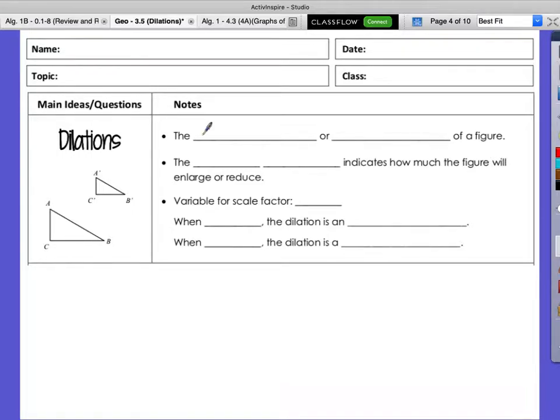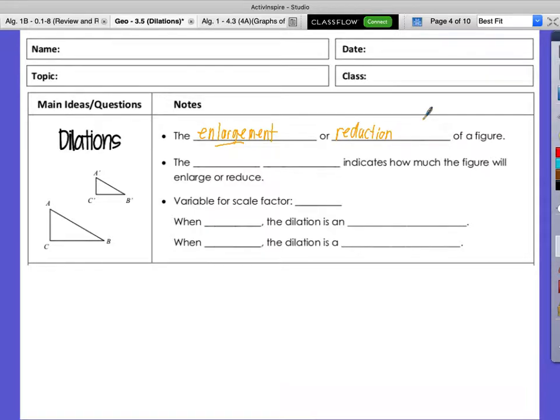okay? So dilation is the enlargement or reduction of a figure. Now, enlargement, would that be bigger or smaller? What word does enlargement have in it? Large. Okay? It's making it bigger. Reduction is going to be making it smaller. Think reduce. Okay?